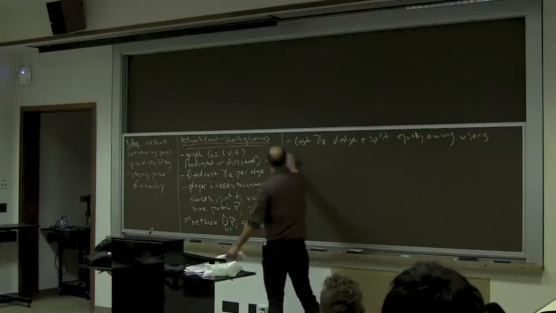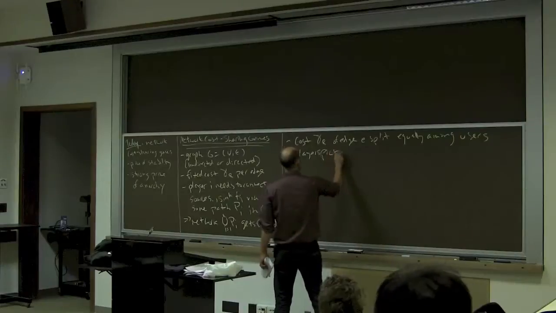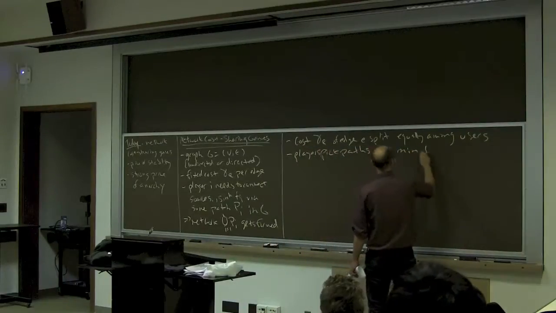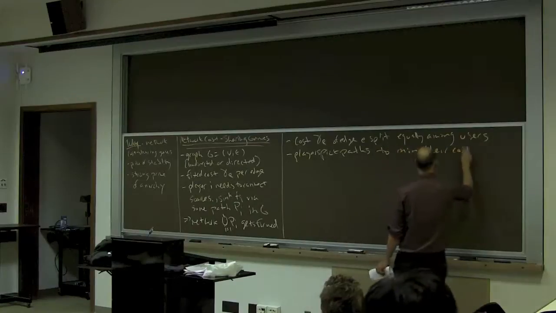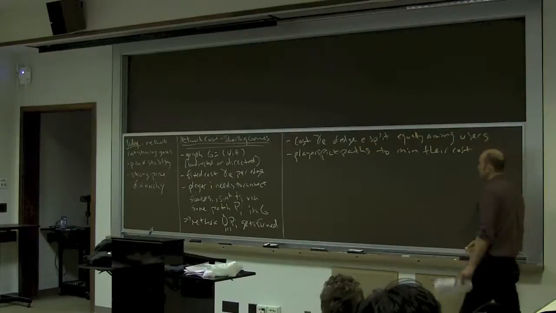All right. And then as usual, players pick paths to minimize their cost. And again, the cost, as in routing games, is just the sum over the amount that you pay on each of the various edges.